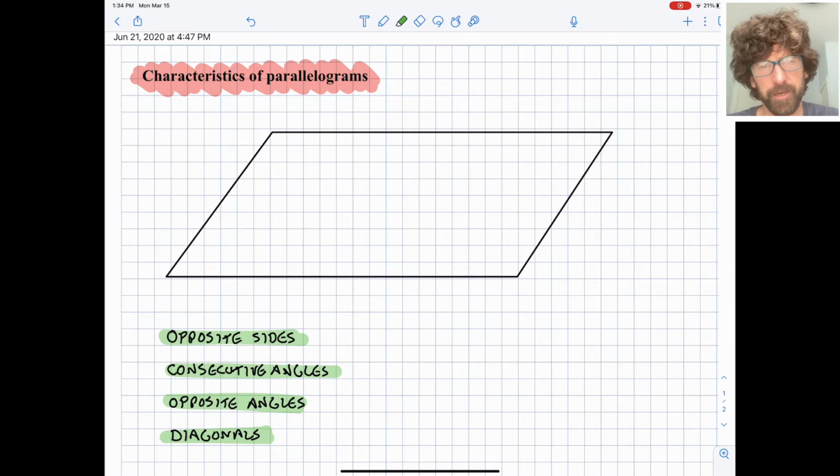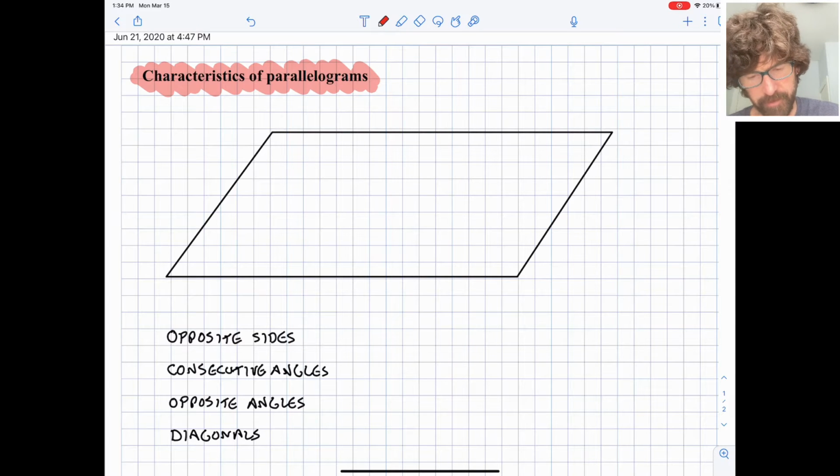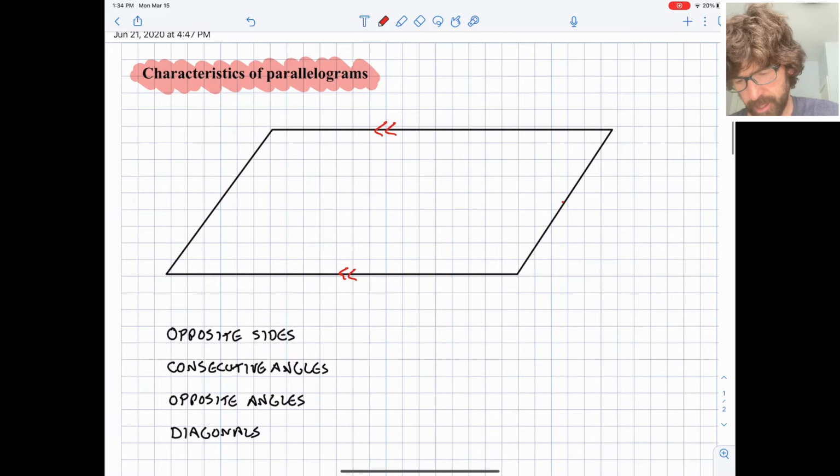Okay, so I encourage you to draw a parallelogram on your own paper, pull out a protractor, pull out a ruler, and see what you can determine. A reminder about the definition of a parallelogram is a quadrilateral with two pairs of opposite parallel sides. So what I have in red is part of the definition. So that's just given if we know we're working with a parallelogram.